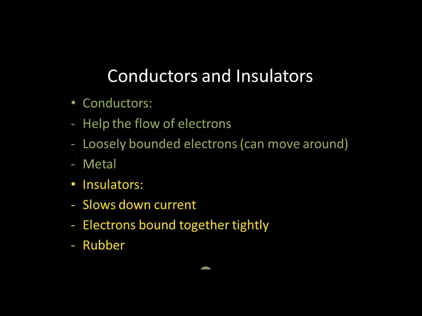An example would be an electrical wire. The copper would be the conductor because it helps the flow of electrons, and the insulator would be the rubber around the wire that protects your hand from an electrical shock.